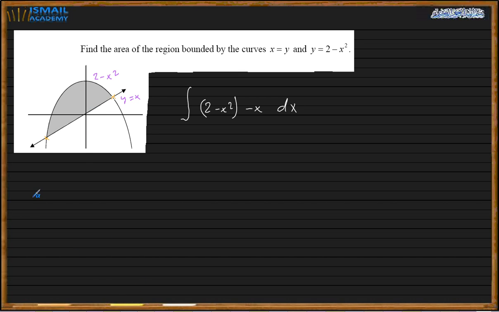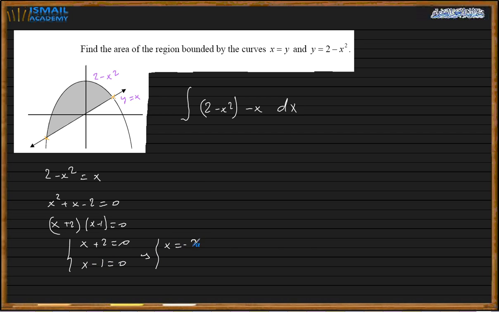I solve for that equation. So 2 minus x squared equals x, which means that x squared plus x minus 2 equals 0. So x plus 2 times x minus 1 equals 0. That means I will have x plus 2 equals 0, x minus 1 equals 0. So here I will have x equals minus 2 and x equals 1. So my boundary will be minus 2 to 1.